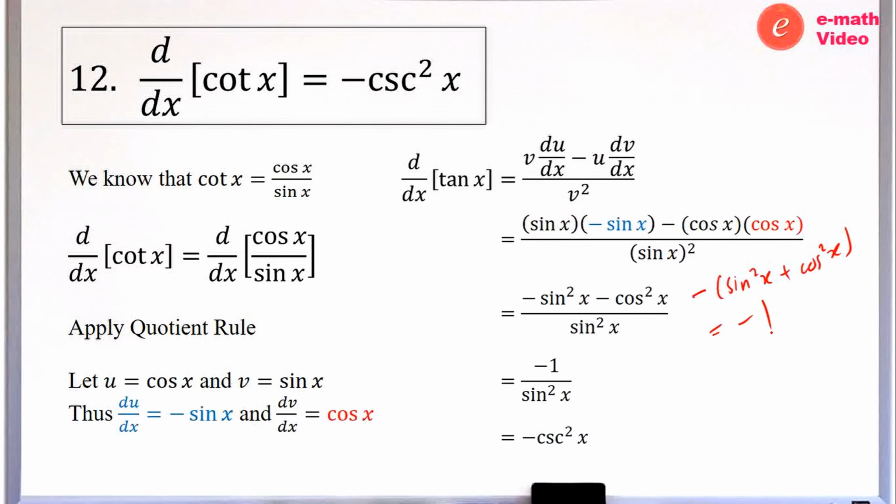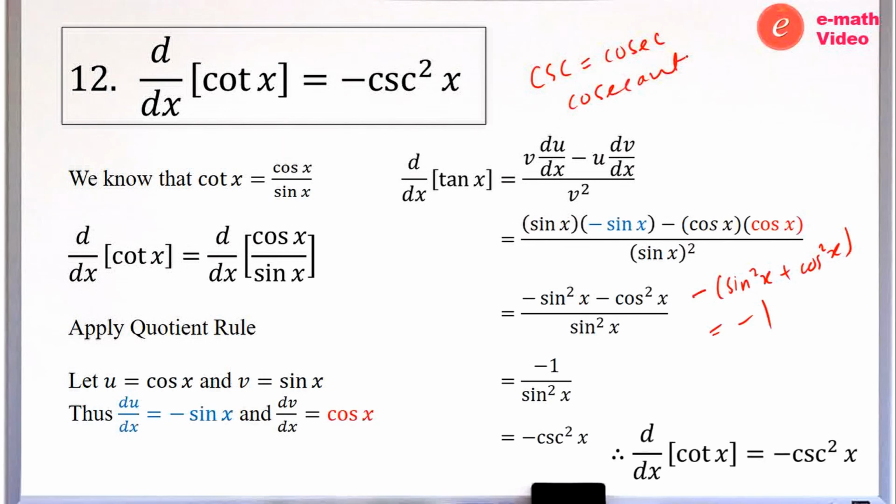By the way, csc is the same as cosec, and both of them are short forms of cosecant. Okay, don't get confused by this. Anyway, the derivative of cotangent x equals negative cosecant squared x, and we have proven.